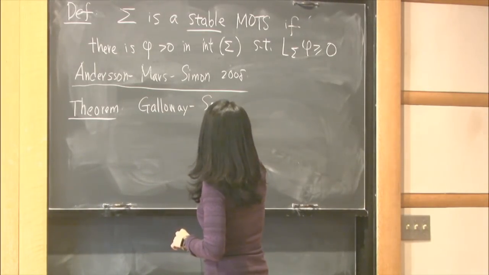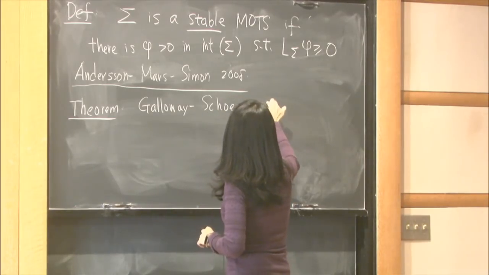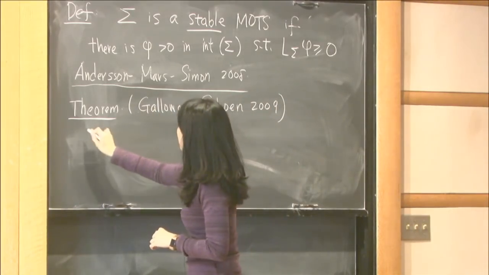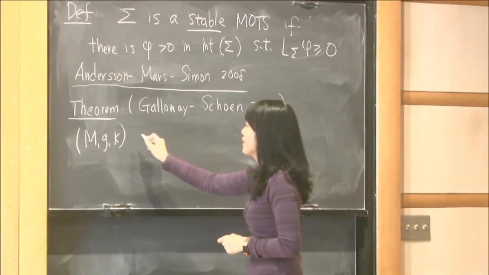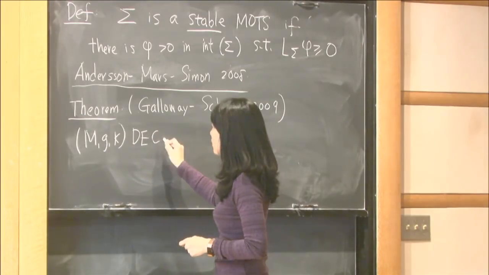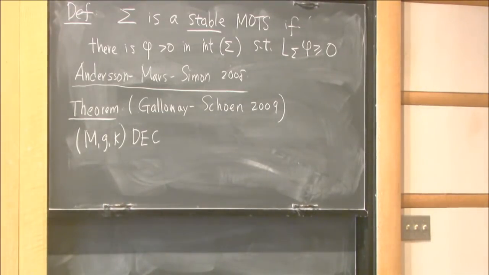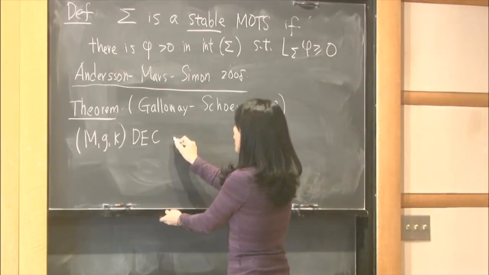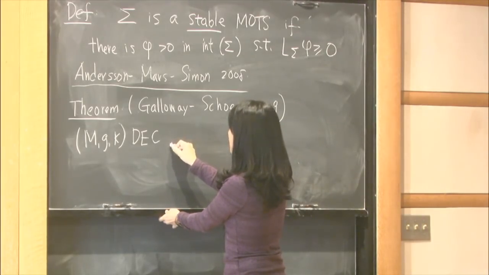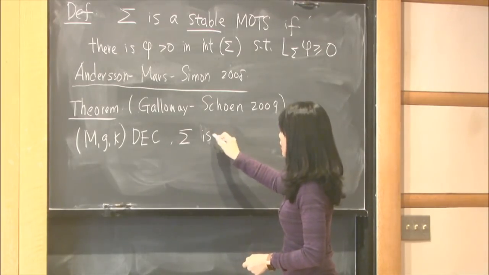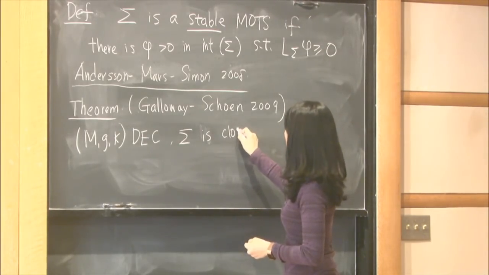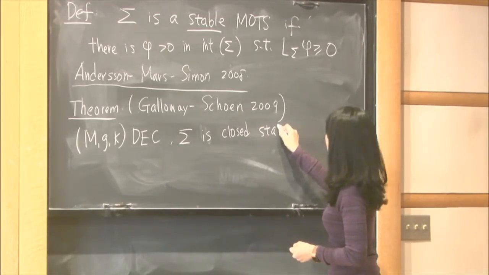So it's a work by Galloway and Shen. Suppose the ambient manifold satisfies the dominant energy condition. So you can see the dominant energy condition will tell you this term has a good sign. Then suppose sigma is a hypersurface without boundary, so it's closed, and stable MOTS.